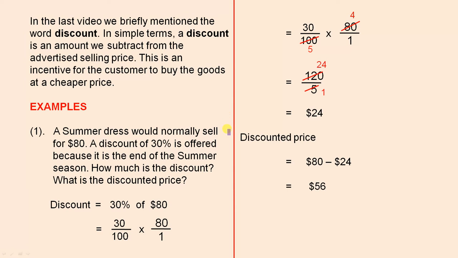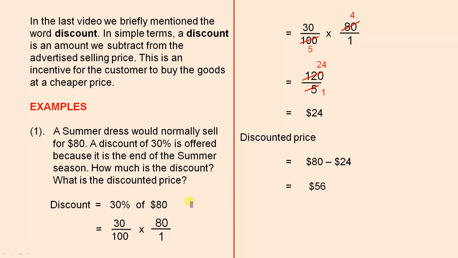Number 1. A summer dress would normally sell for $80. A discount of 30% is offered because it is the end of the summer season. How much is the discount? What is the discounted price?